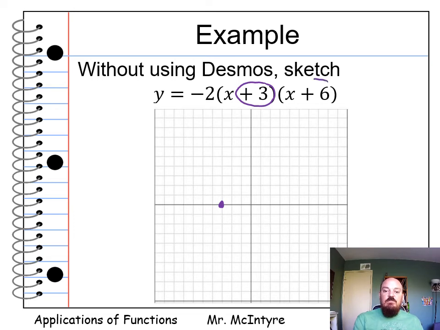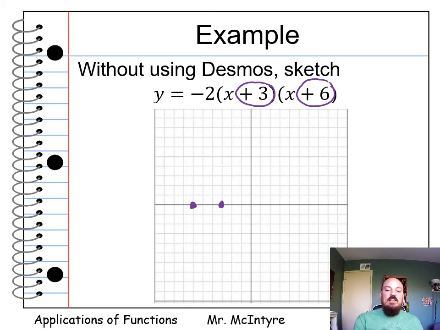And my second factor has a plus 6. So my second x-intercept is negative 6. So from the middle, I'm going to count 1, 2, 3, 4, 5, 6, and I'm going to put a point right there. So I very clearly marked the 2 x-intercepts. They were easy to find. I just looked at the factors and changed the signs.